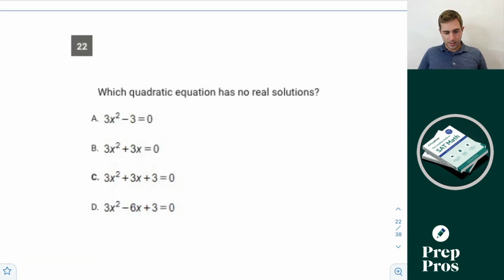Which quadratic has no real solutions? All right, so this is another one. I'm going to grab my calculator here. Which quadratic has no real solutions? What this really is testing you on is your discriminant rules. So this is going to give us b squared minus 4ac has to be less than 0. That's kind of our best rinse and repeat way we can look at this.